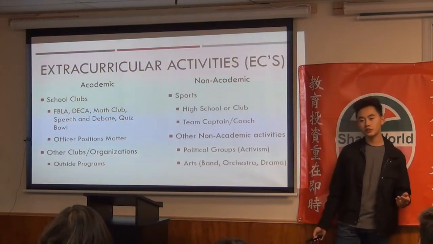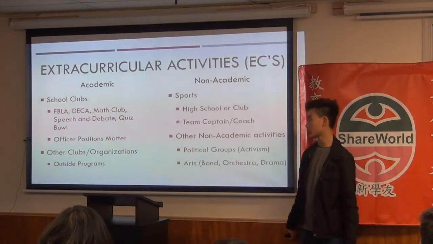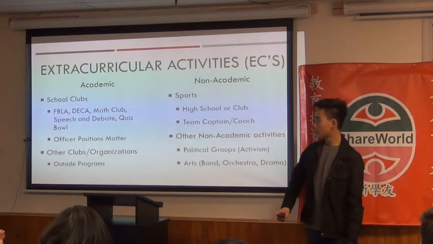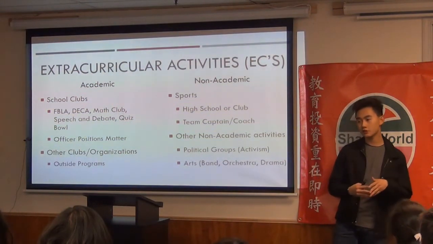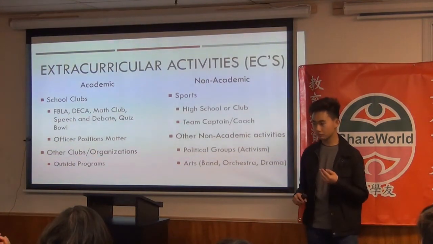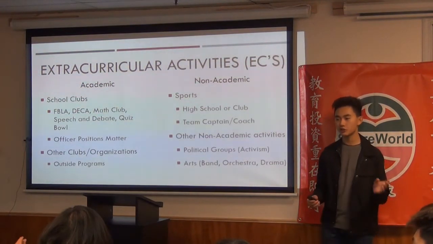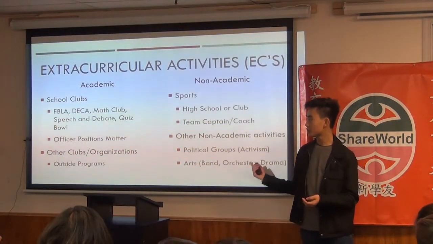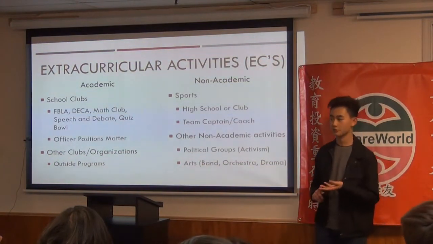For academic extracurriculars, school clubs are the main source. So you have FBLA, DECA, Math Club, Speech and Debate, and Quiz Bowl. And there are, of course, a lot of other ones that you can join. A big part about those school clubs is try to get an officer position. Because getting an officer position shows that you're committed, and it shows that you have the ability to lead other people in the club. And colleges want to see that you're passionate about something, not just that you're going through the motions and just joining all these clubs, but not actually making a difference in them. Of course, there are other things you can do, like outside research programs, summer programs, etc.